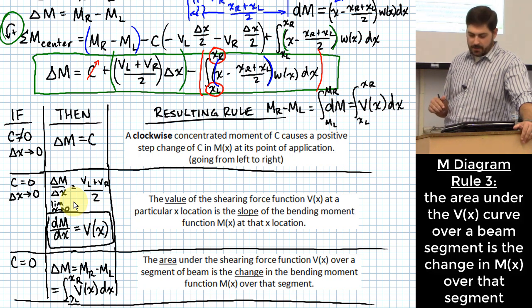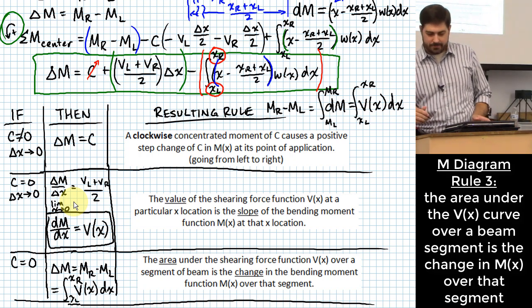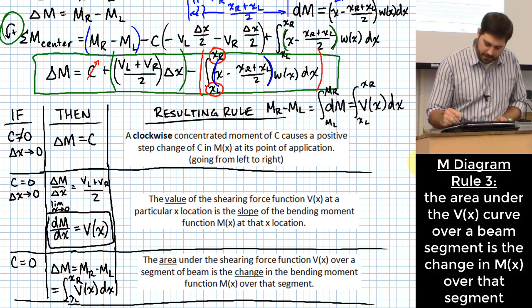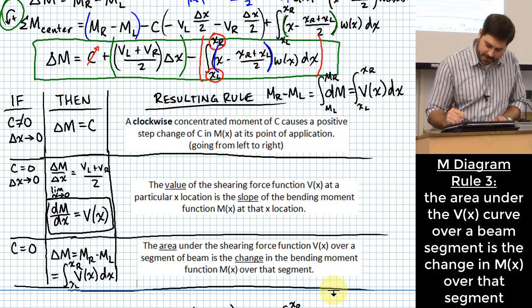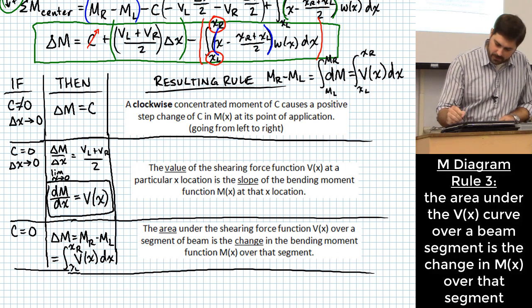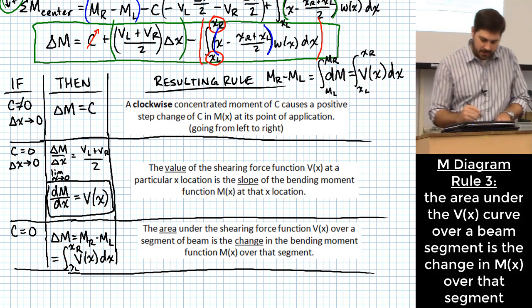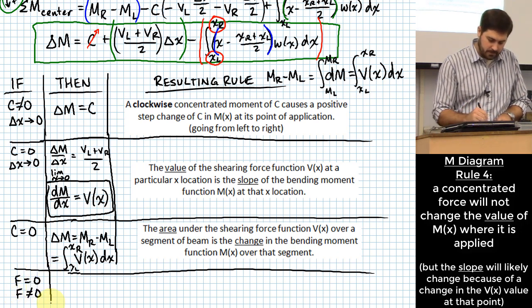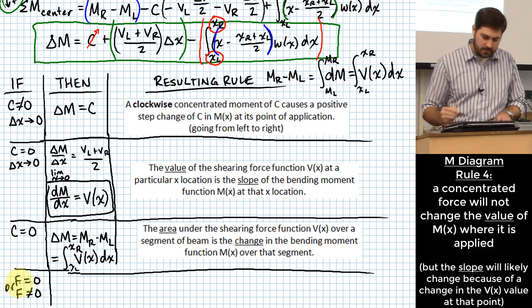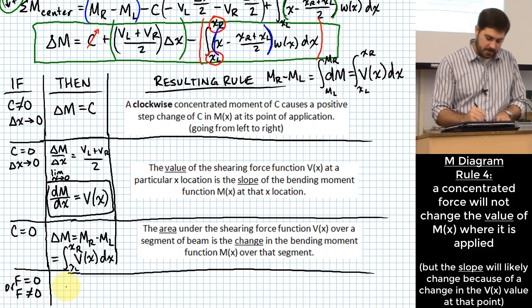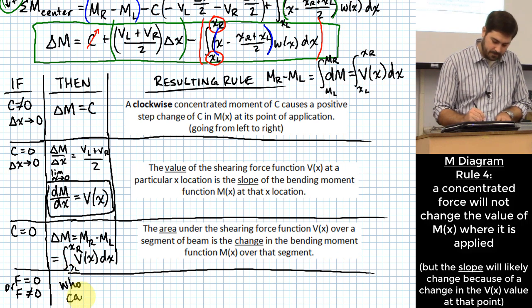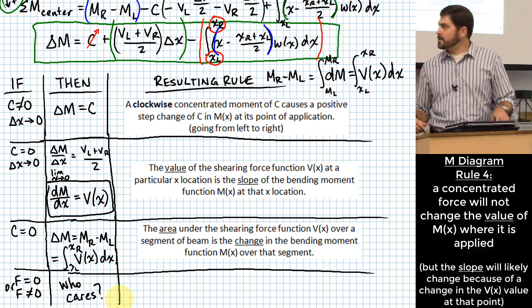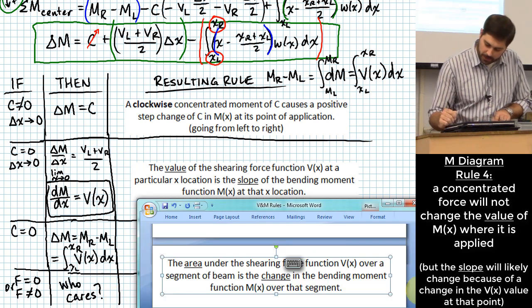Okay? We only have one more rule, and then we get to do an example. We ready for our last rule? Okay. F equals 0 or F doesn't equal 0. Who cares? Okay. What do we mean by this? Basically, this is our last little rule we're going to have here.